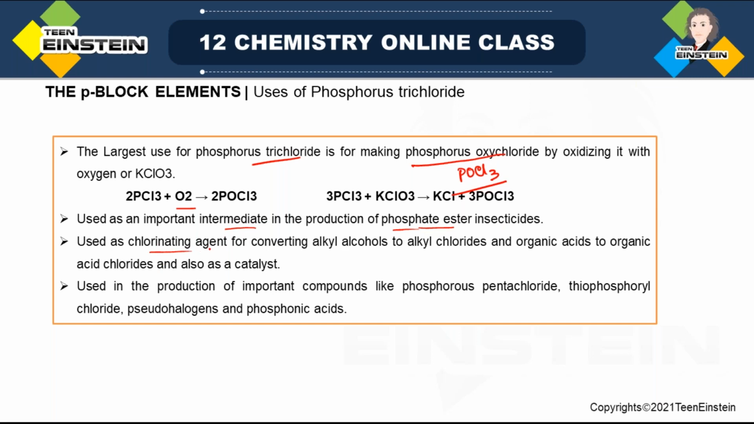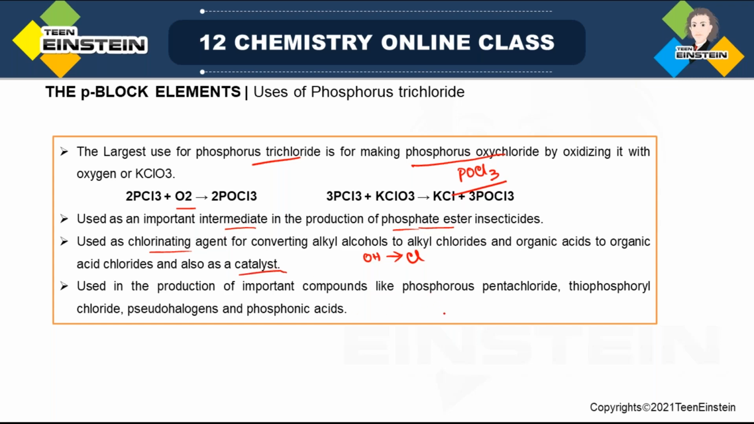It is also a chlorinating agent that we have already seen in its chemical properties. That is, if you take alcohol or carboxylic acid, then in presence of PCl3, the OH group of alcohol will be converted to Cl, and the OH group of carboxylic acid will also be converted to Cl. So alkyl alcohols are converted to alkyl chlorides, and carboxylic acid will be converted to acid chloride. And it is also sometimes used as a catalyst.